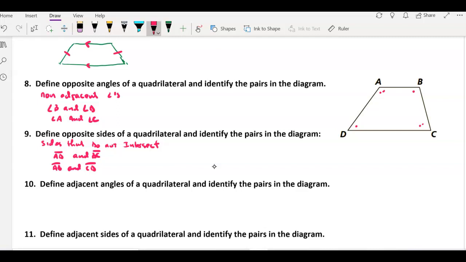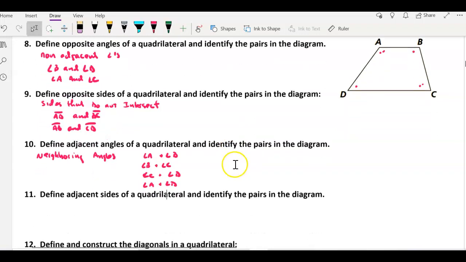Now, define adjacent angles of a quadrilateral. If I talk about adjacent angles, these are basically what I like to call the neighboring angles. When I talk about a neighbor, it's like going next door. So they're basically the opposite of opposite angles. So we would say angle A and angle B would be neighbor or adjacent angles. Angle B and angle C would be adjacent angles. Angle C and angle D. And then finally angle A and angle D. Okay, those would be your pairs of adjacent angles.